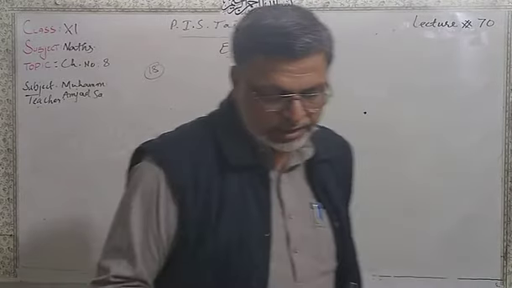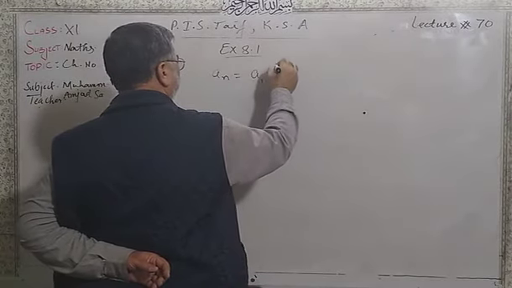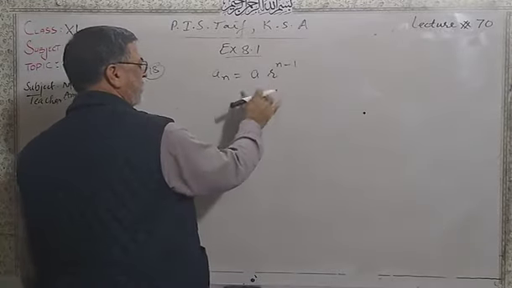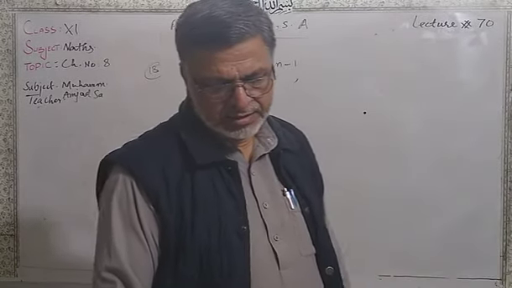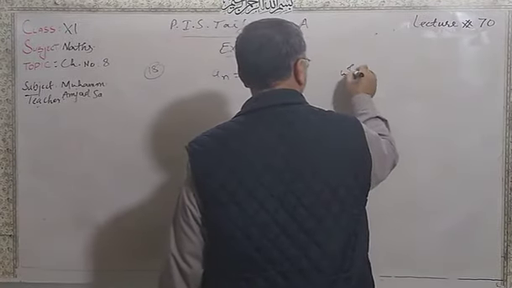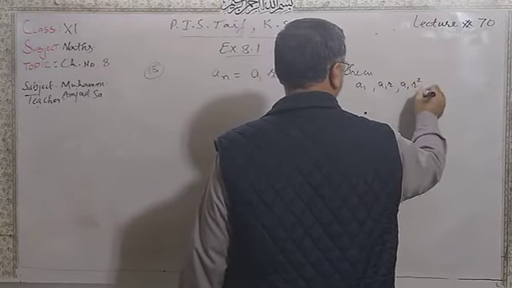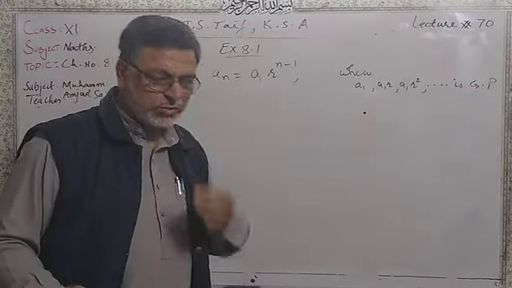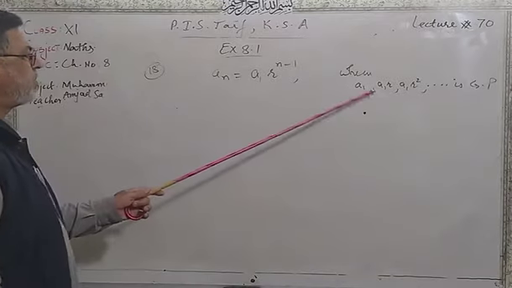an is equal to a1 r to the power n minus 1. Remember that a1 is equal to a. That is same thing. No difference at all. Here is a1, a1 r, a1 r square and so on. Dear students, this is your geometric progression.